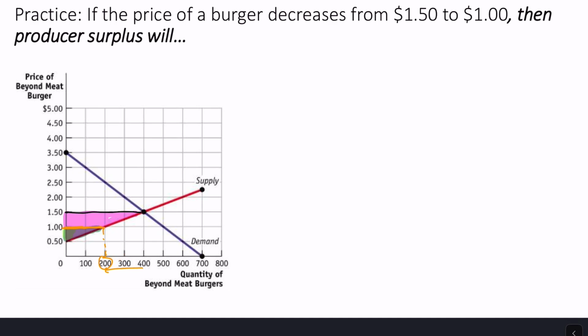Okay. All right, so price goes down, producer surplus goes down. Price goes up, producer surplus goes up, holding all else equal. Now, I'll let you practice trying to solve for the area of that little triangle there for the producer surplus when the price is equal to $1.